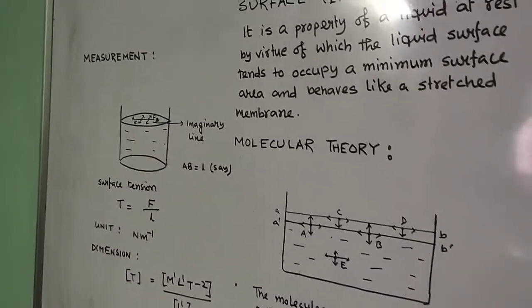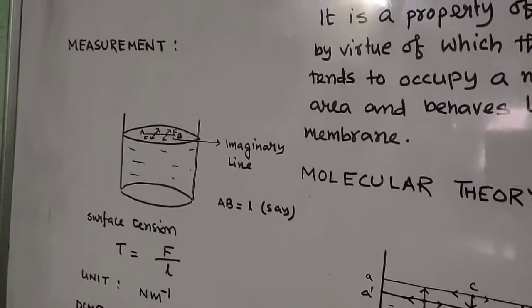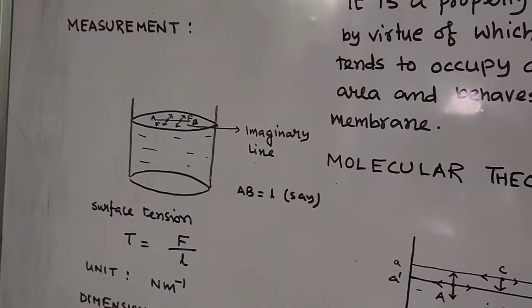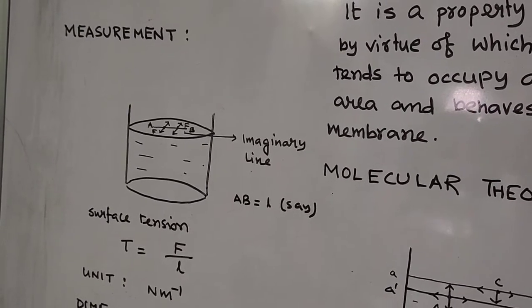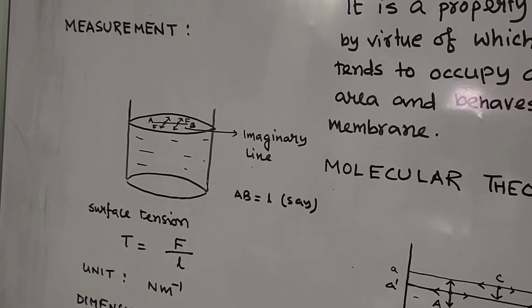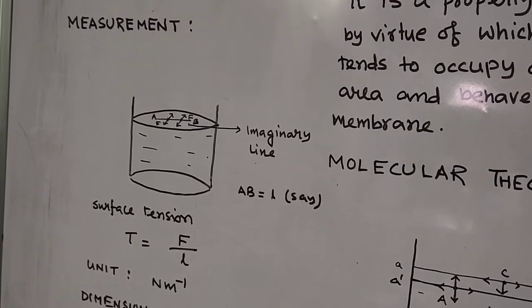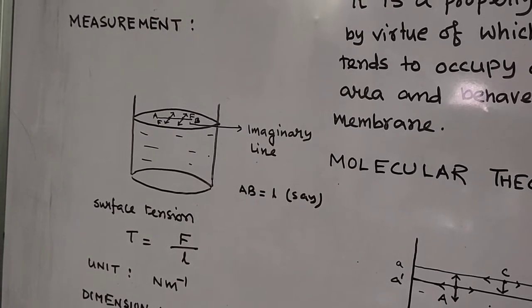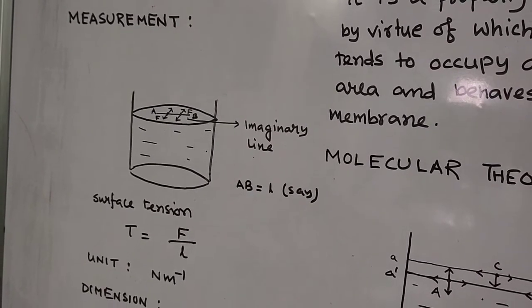Now next let me come back to surface tension again. How can we measure the surface tension numerically? What you have to do is consider an imaginary line on the free surface of the liquid. Here we have considered the imaginary line AB of length L. So the molecules available on the line AB get pulled in both directions, left as well as right. So you have to find the resultant force in either direction.